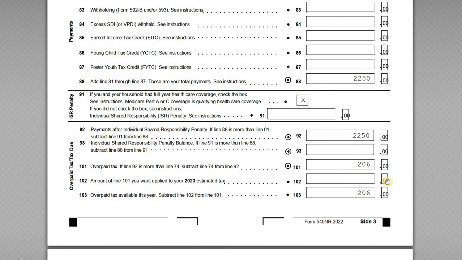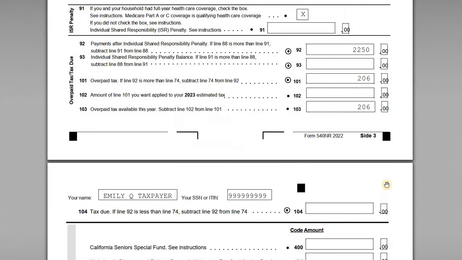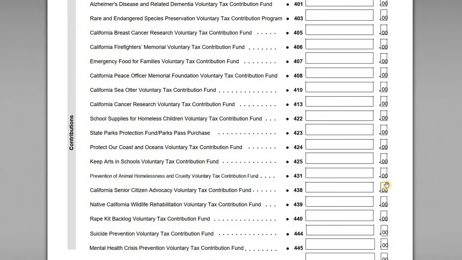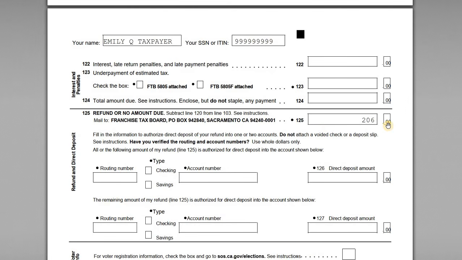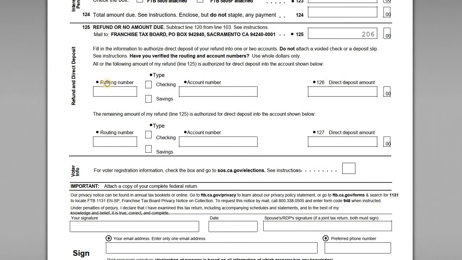That's the amount that she can either choose to roll forward to next year if she wanted, but she's not a resident anymore, so she doesn't think she's going to owe for 2023. Or you could donate it or just have it refunded to you. So in Emily's case here, she's going to have the amount refunded to her, so she's going to get a check in the mail for $206. Or, of course, she can complete this information here and have the $206 directly deposited into her account.